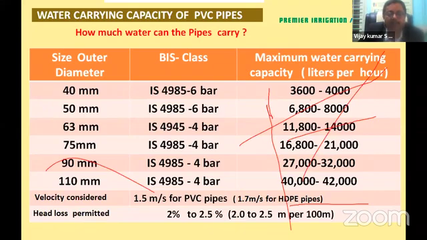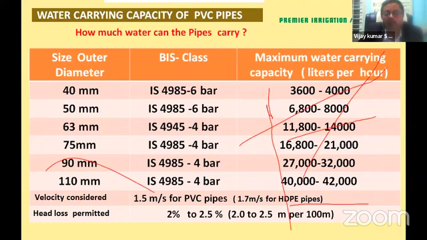Again, we are looking at the velocity consideration. 1.5 meters per second is the maximum permissible velocity for a PVC pipe, and it can go up to 1.7 meters per second for a high density polyethylene pipe because they have a greater strength. And the head loss that we are permitting in our design is not more than 2%.